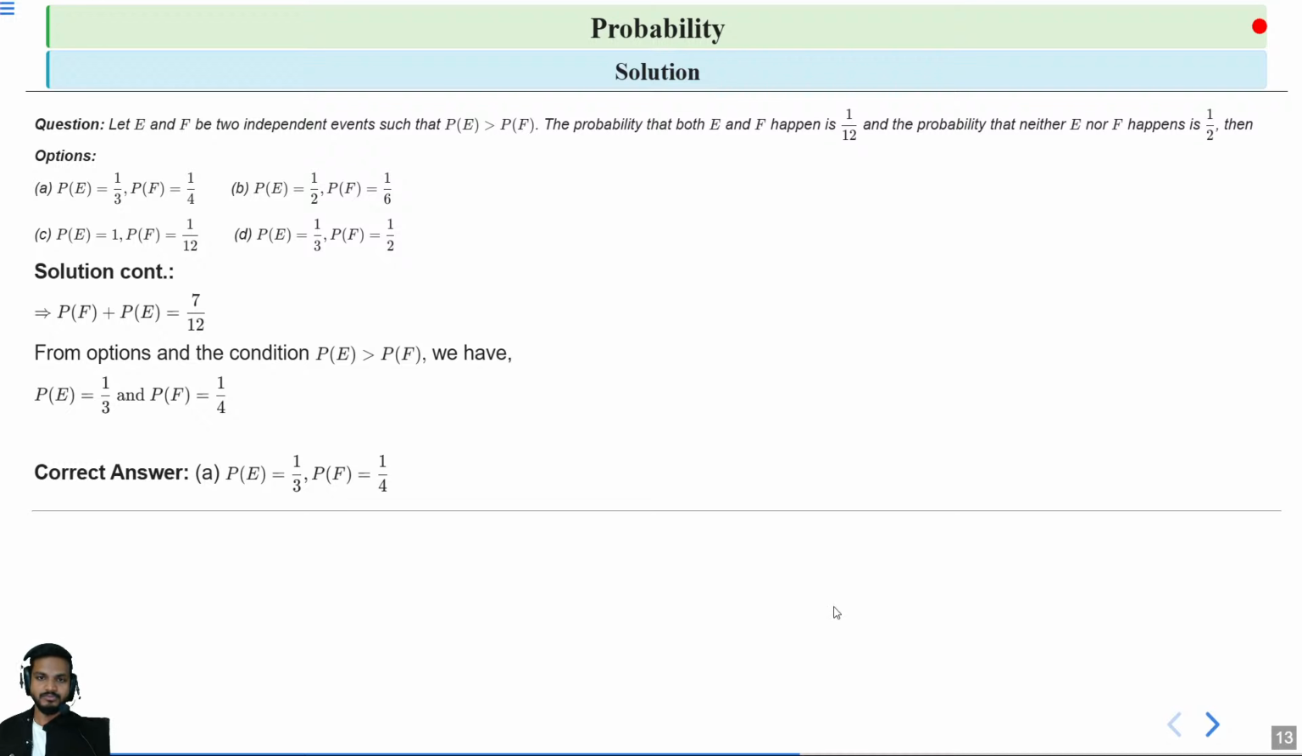Okay, clear? Just discard the other options by the conditions. The option must satisfy all these three conditions, and the one which satisfies all of them is your answer. So therefore option A will be the correct option. Clear?